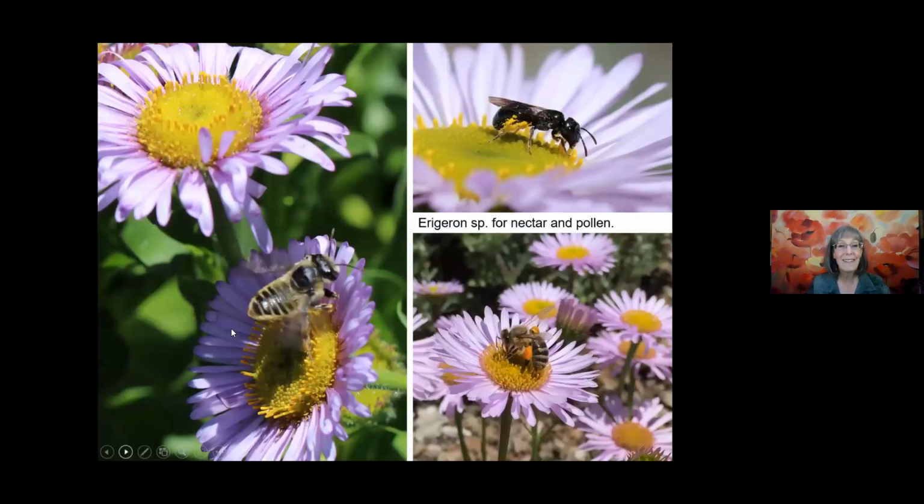Erigeron species, super easy to grow from cuttings. I mean, you can literally pinch a little piece off and stick it in the ground and it'll grow, both for pollen and nectar. Also, caterpillars seem to like it too.